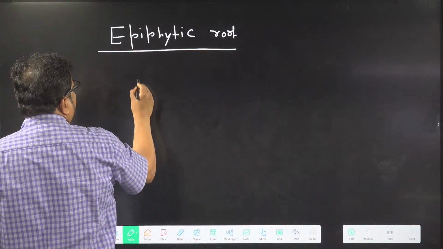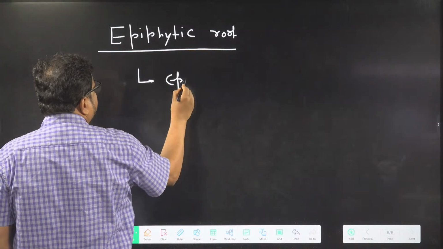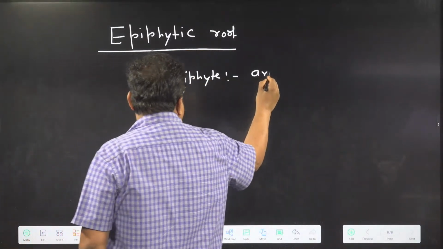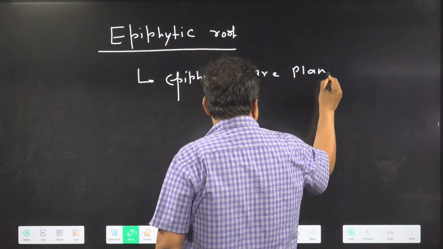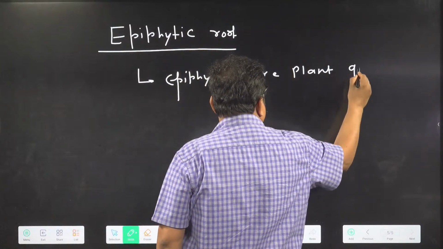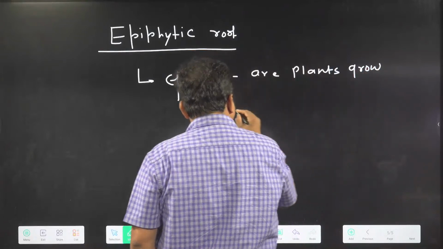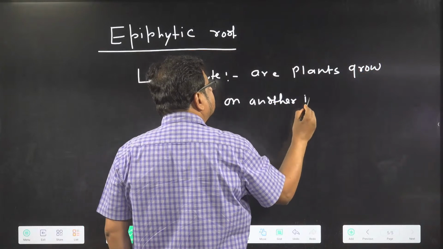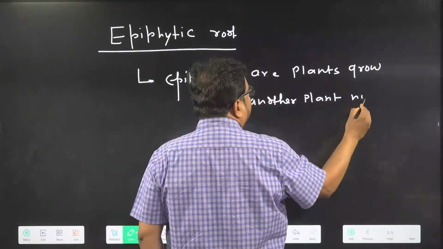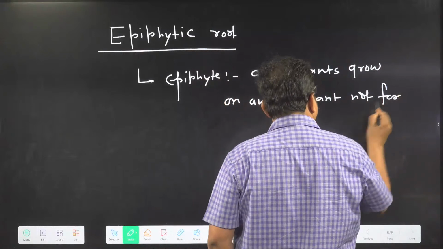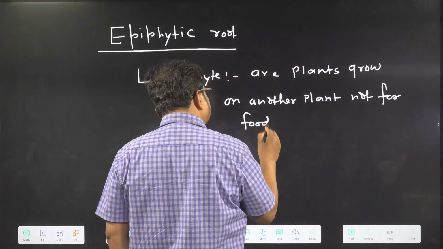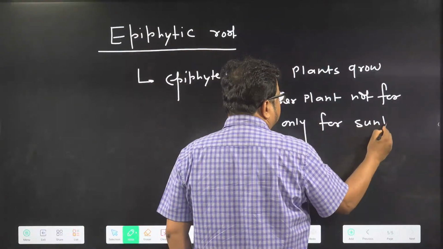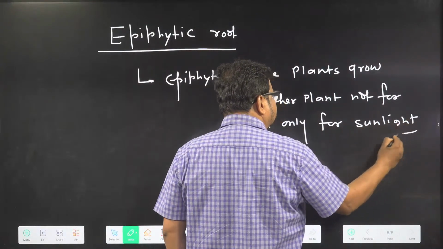So, epiphytic root. What is an epiphyte? First we are studying about epiphytes. Epiphytes are plants that grow on another plant, not for food, only for shelter or sunlight. Shelter or what are they growing for? Sunlight.